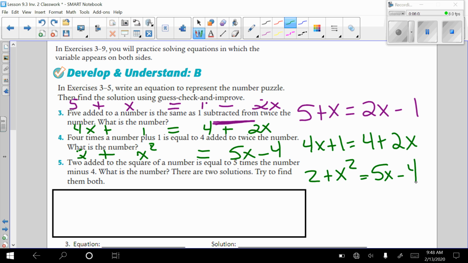Now, on that one, I have a squared number. That square indicates I could possibly be looking for 2 solutions. So make sure you know that when you have something squared, like here, there could be 2 solutions. So when you solve this, make sure you're looking for those 2 solutions.